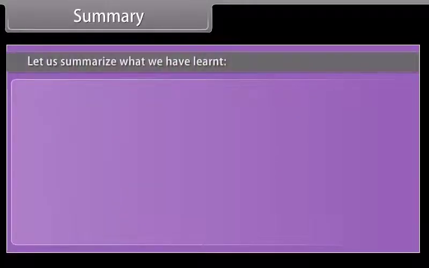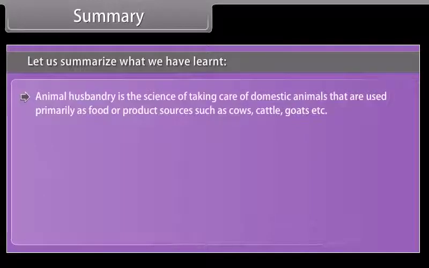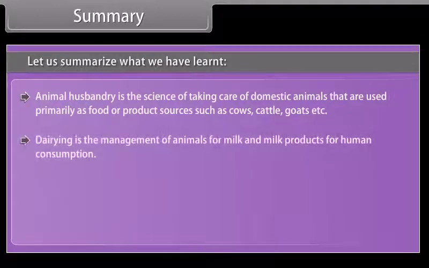Summary. Let us summarize what we have learned. Animal husbandry is the science of taking care of domestic animals that are used primarily as food or product sources, such as cows, cattle, goats, etc. Dairying is the management of animals for milk and milk products for human consumption.